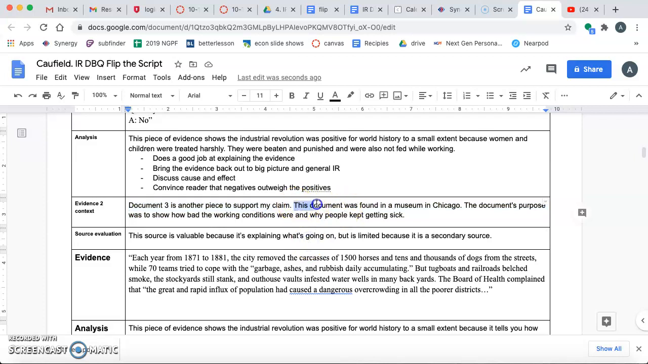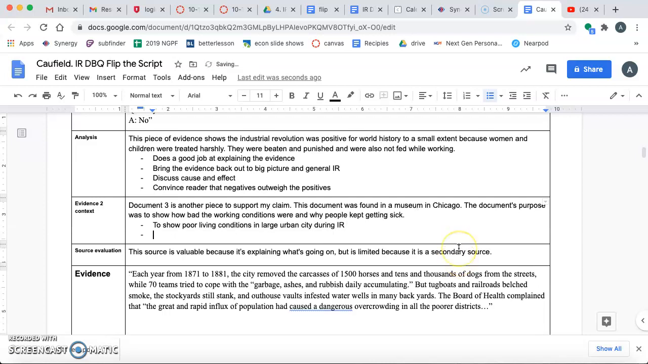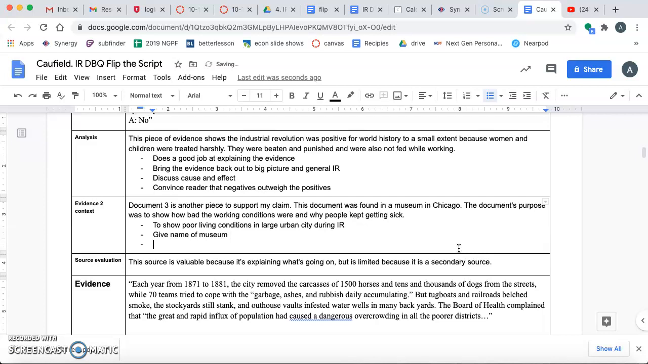You could just say Document 3 was found in a museum in Chicago. The document's purpose was to show how bad the working conditions were and why people keep getting sick. Document 3 wasn't really to show the working conditions, it was to show poor living conditions in large urban cities during IR. Okay? Give the name of the museum, a specific name, and discuss that it was an online article.